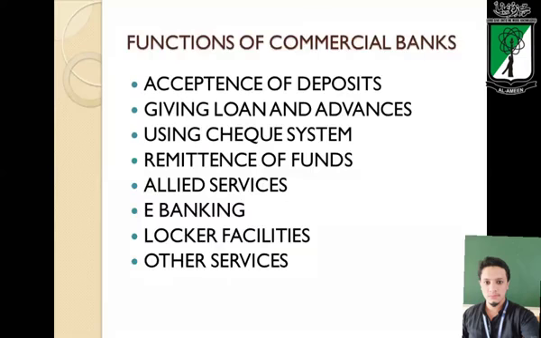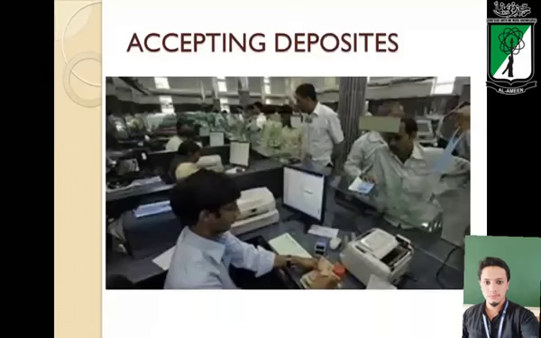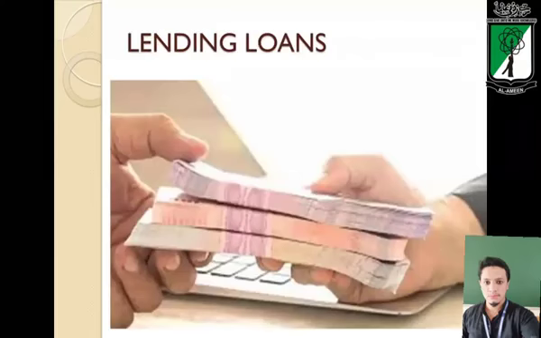Once again, I will go through the functions. The first function is accepting of deposits. This is a main function of the banks. The bank accepts deposits from the public, maintains various deposit accounts for customers, and converts deposit money into cash and vice versa. The customers can withdraw the deposits as and when required through checks and drafts, and can transfer money to others. So this is the first point, acceptance of deposits.